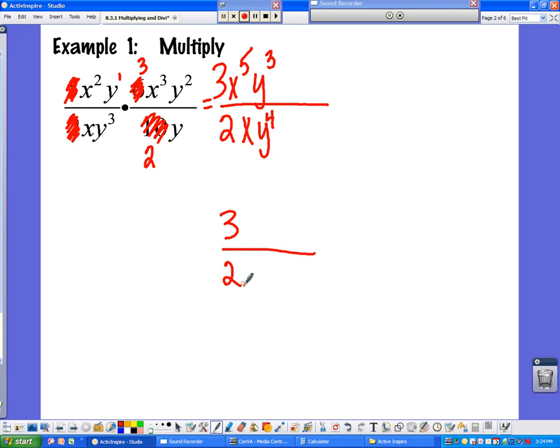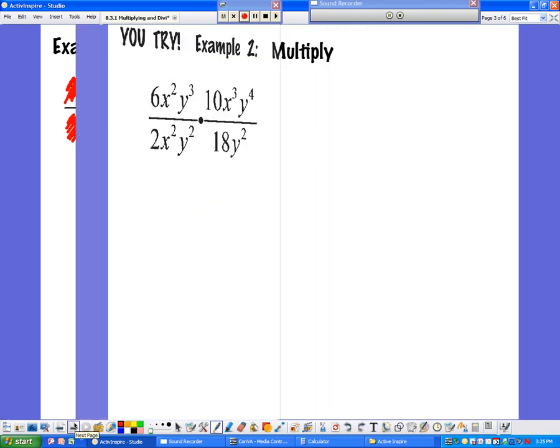x to the fifth over x, remember, we can simplify that. All we have to do is subtract the exponents. 5 minus the invisible 1 gives us 4, and x to the fourth stays on top because we have more factors of x on the top. On the bottom, we subtract and get just a y, because we have more factors of y on the bottom. This should be a review of what we did back in Unit 5, first semester. So go ahead and do the next one as a you try.